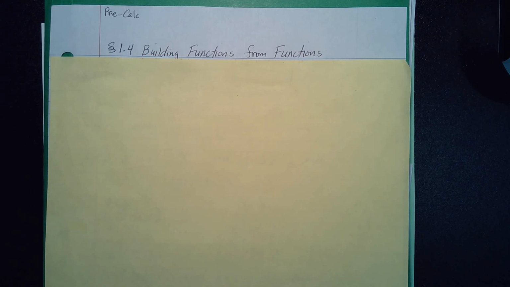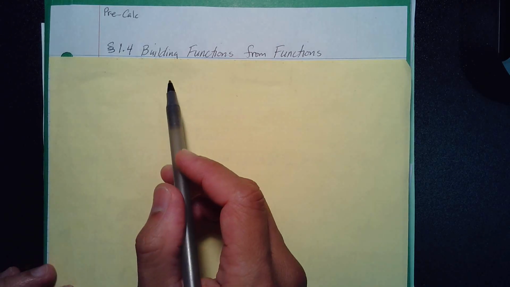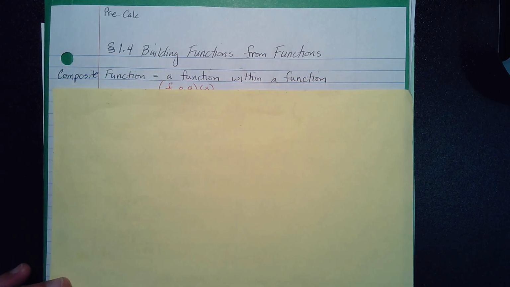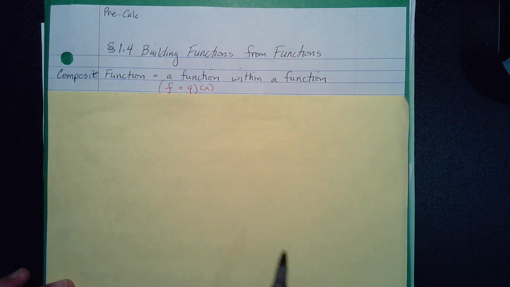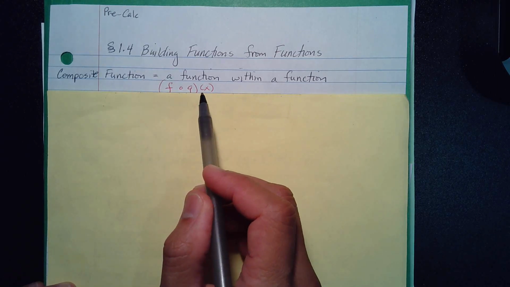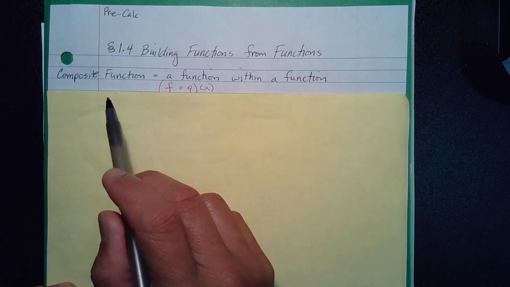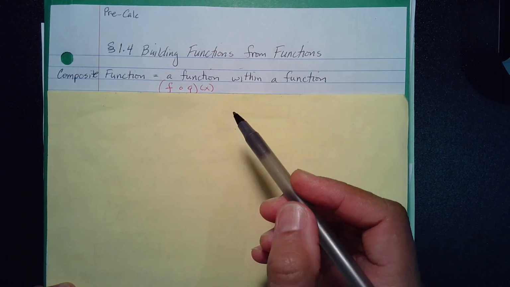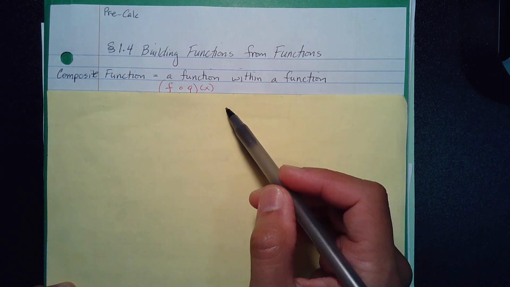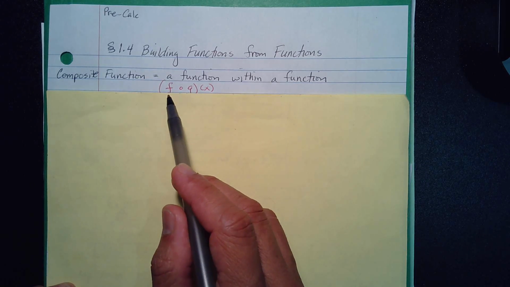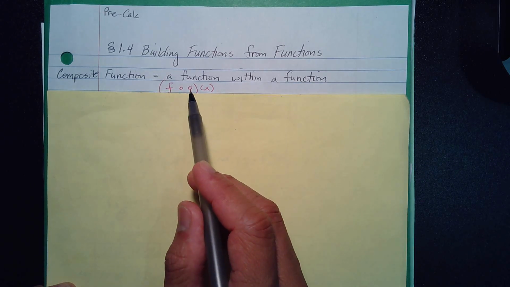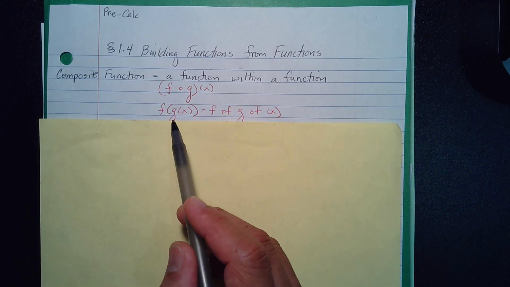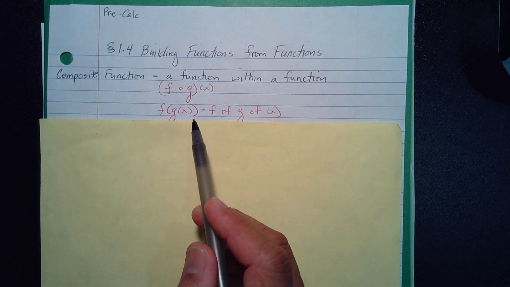Hello students, today we're going to learn section 1.4, building functions from functions. First of all, a composite function is a function within a function. Now there's two ways to write a composite function. It's this symbol f composite g of x, or f of g of x.